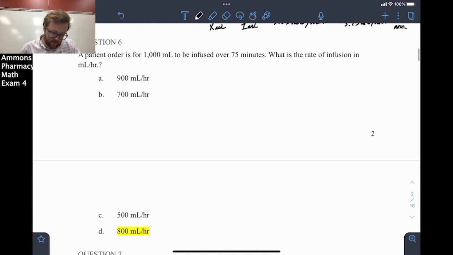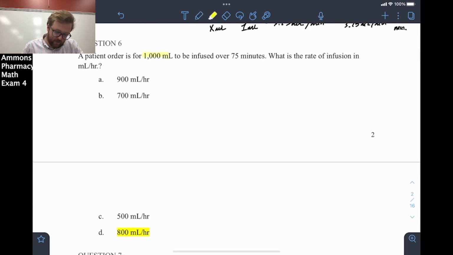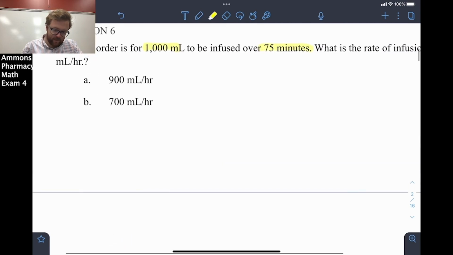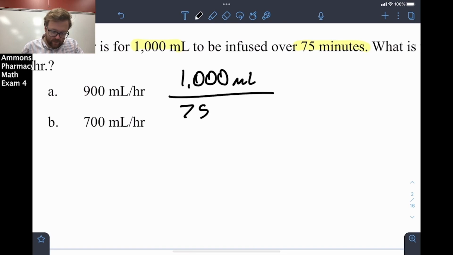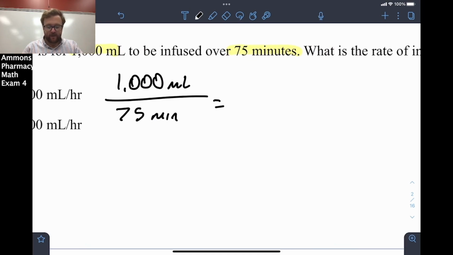Okay, patient order 1,000 mils, 75 minutes. What's it in mils per hour? Pretty easy because we have to do 1,000 milliliters over 75 minutes. This is going to tell us exactly how many milliliters of our product is going out in 1 single minute, because we're not changing the rate. If we ask ourselves how many is in 1 minute, then we can just multiply by 60 and say, okay, this is how much in an hour. So that's what I'm going to do.